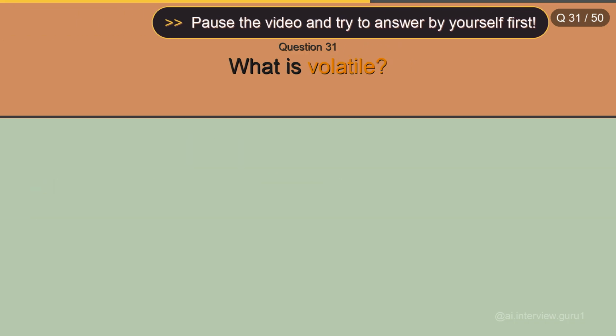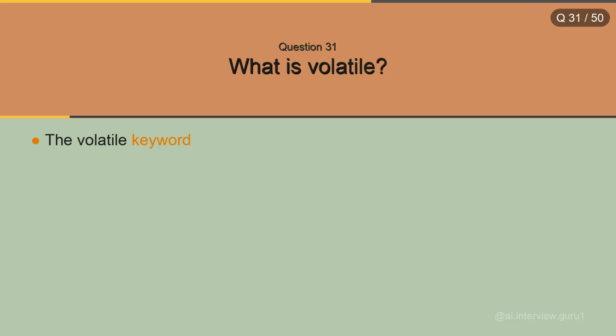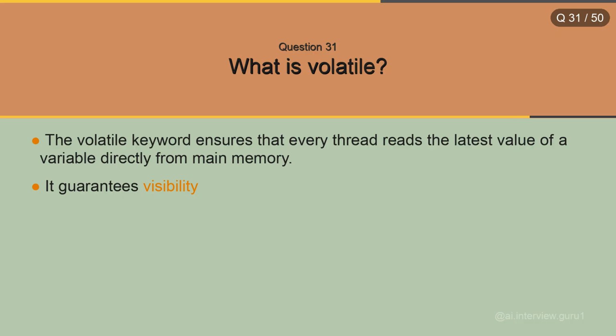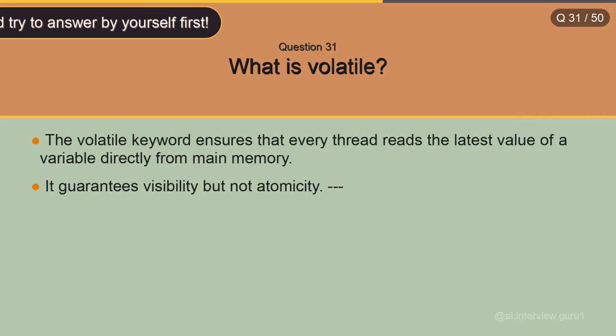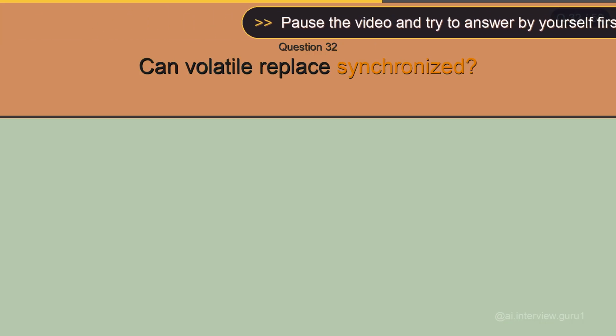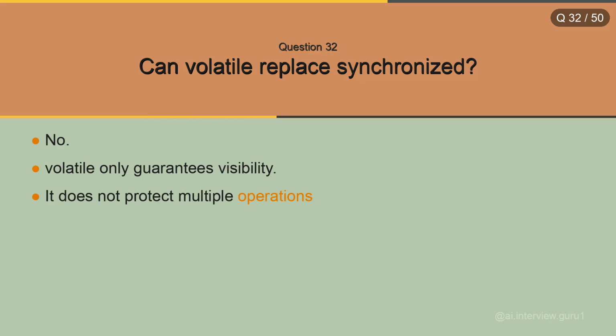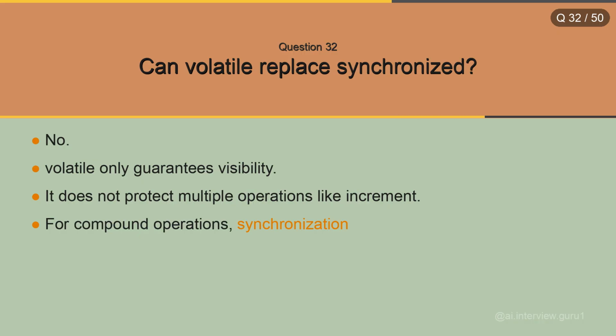What is volatile? The volatile keyword ensures that every thread reads the latest value of a variable directly from main memory. It guarantees visibility, but not atomicity. Can volatile replace synchronized? No. Volatile only guarantees visibility. It does not protect multiple operations like increment. For compound operations, synchronization or locks are still required.